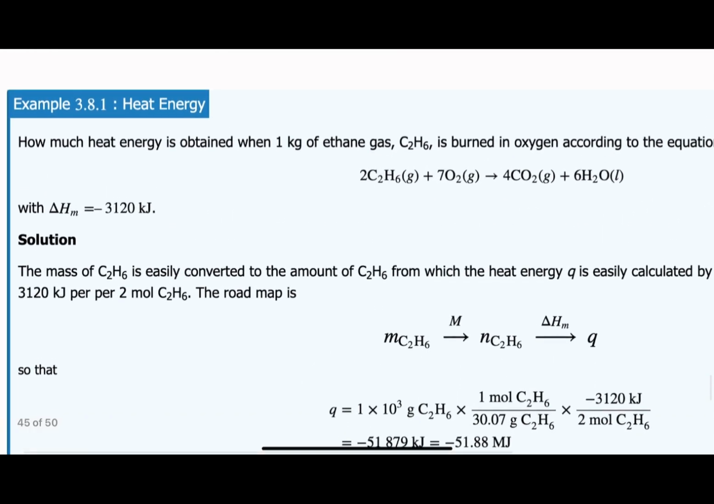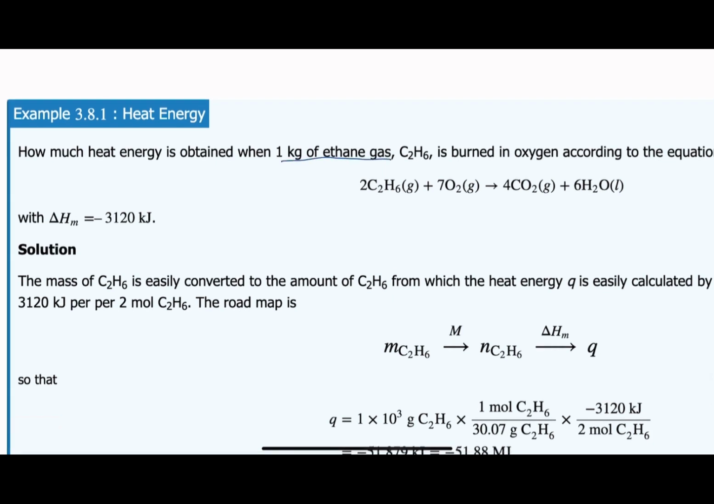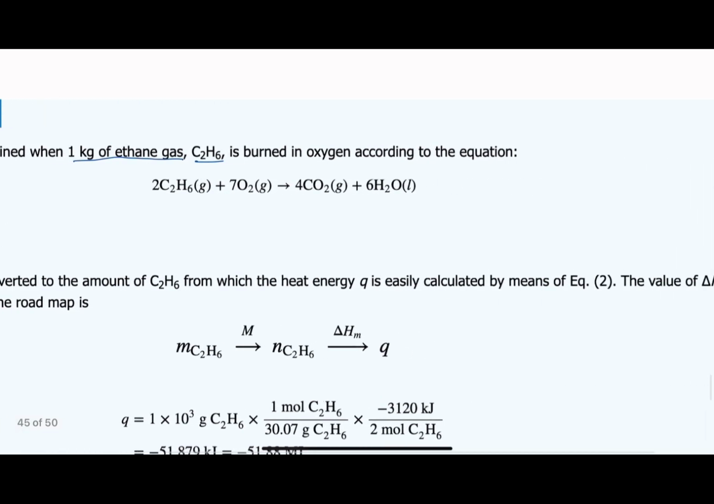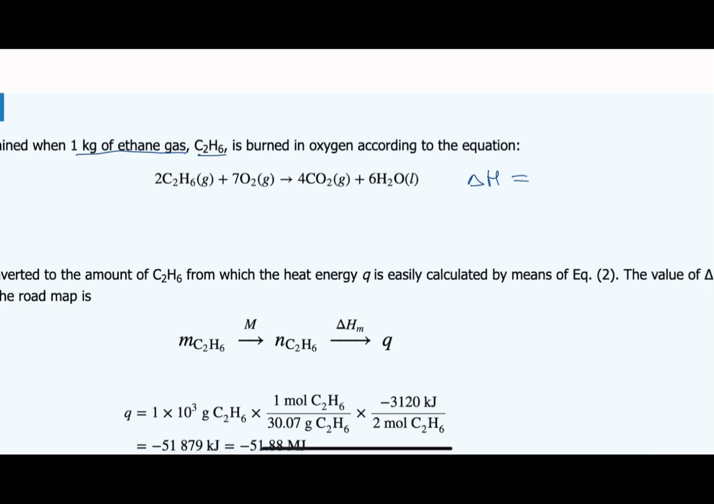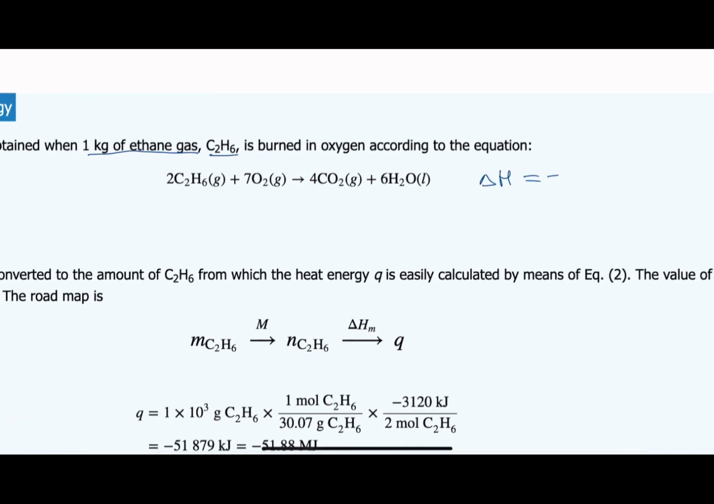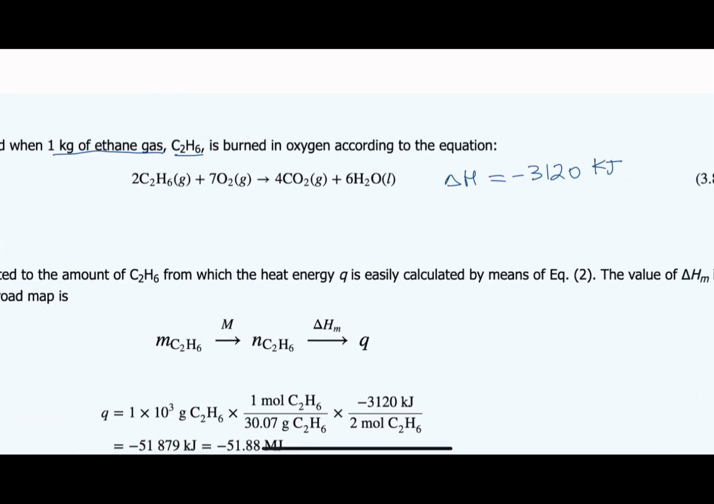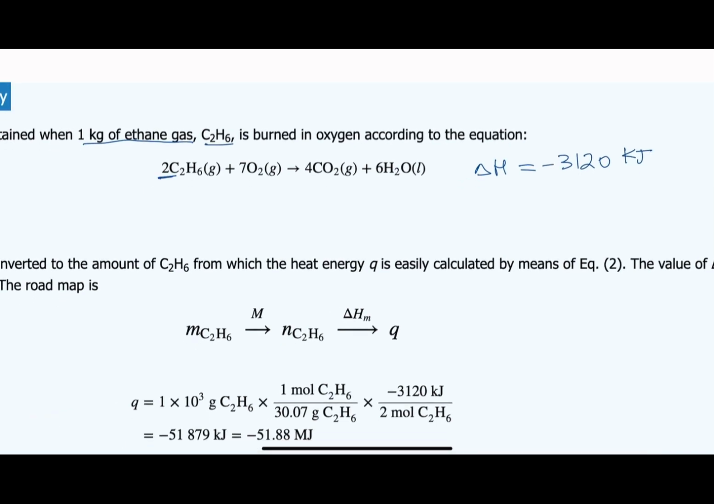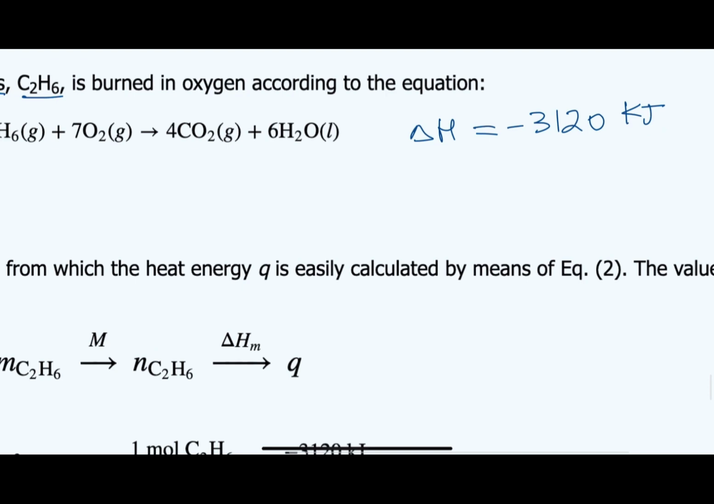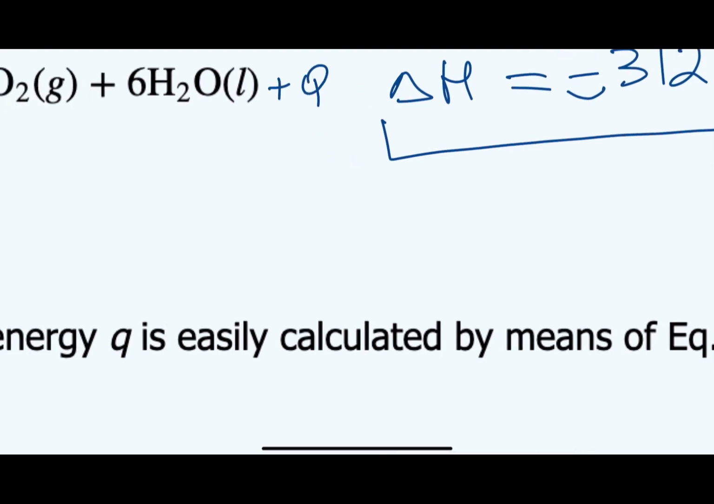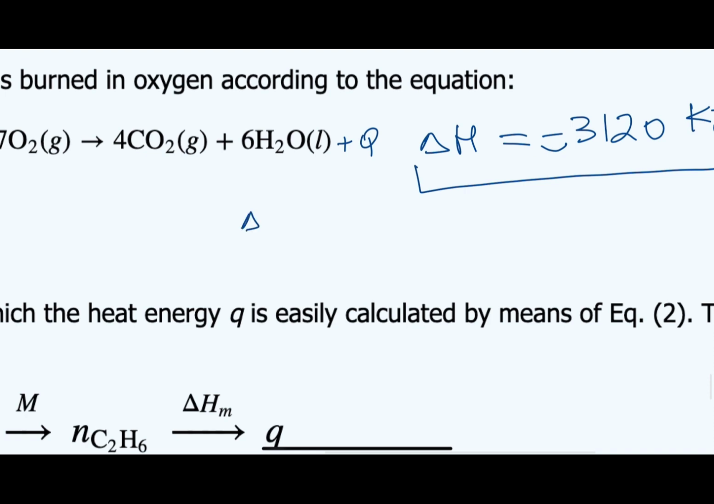Now it's asking how much energy is obtained when 1 kilogram of ethane, which is C2H6, is burned in oxygen. According to the question, this is given to us like this: negative 3,120 kilojoule. You see this 2 in front? That means this is the amount of heat released. The heat is lost, you see, because it's negative, right? Q is like this on the outside, so delta H is negative Q, basically.